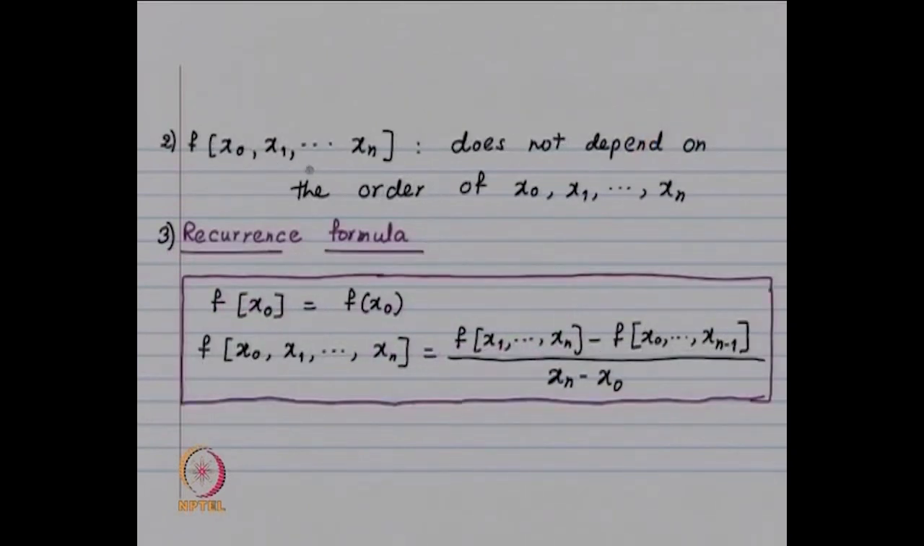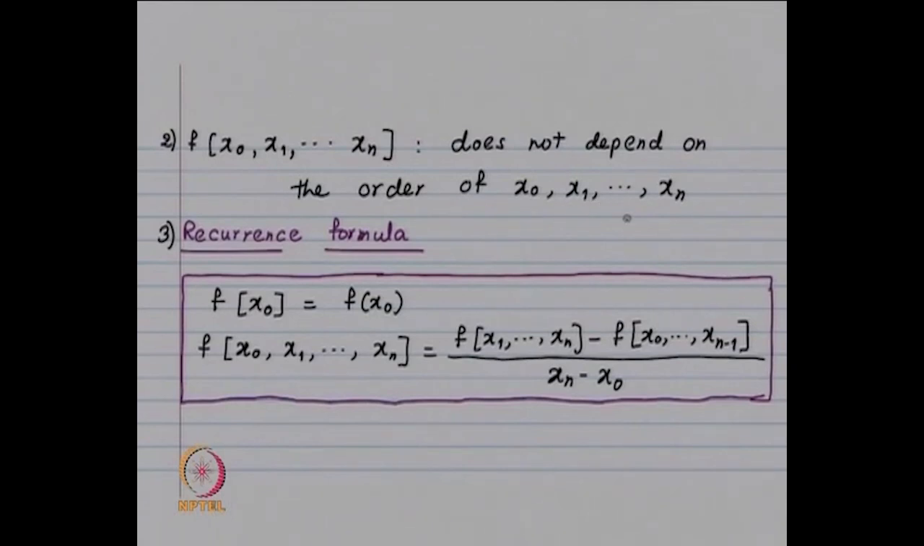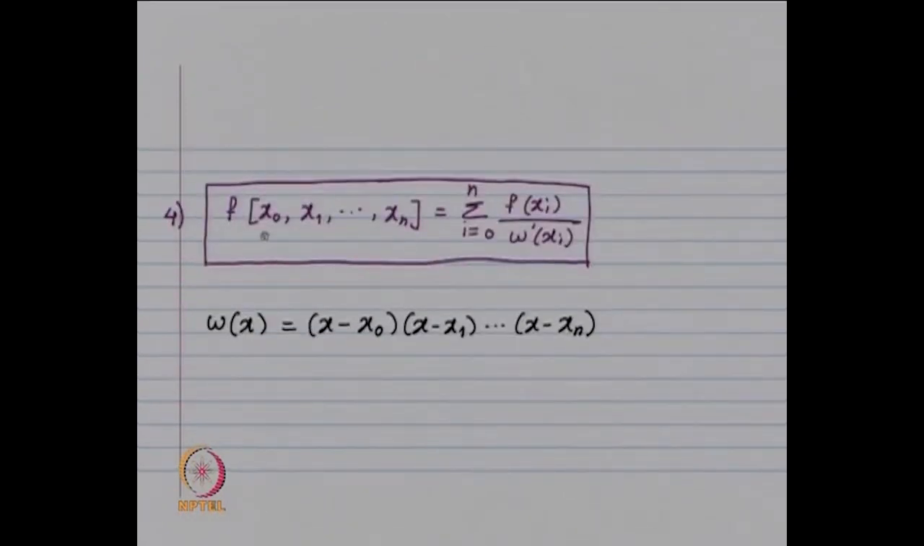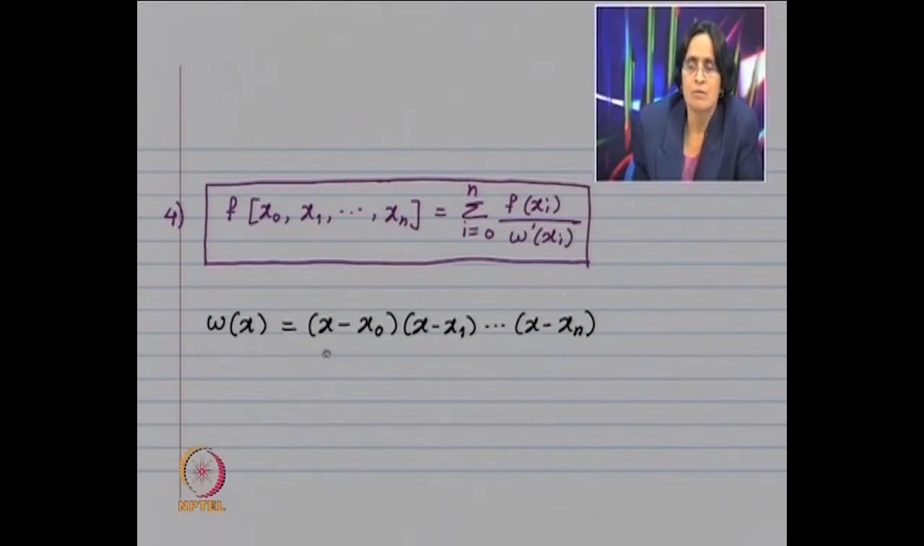Second property is, it does not depend on the order of x 0, x 1, x n. And the third, an important property, is the recurrence formula: the divided difference based on n plus 1 points is expressed as the difference of two divided differences based on n points, divided by x n minus x 0. Then the value of the divided difference in terms of function values is given by this formula, where w x is the function x minus x 0, x minus x 1, x minus x n. So, these were the four properties which we proved last time.